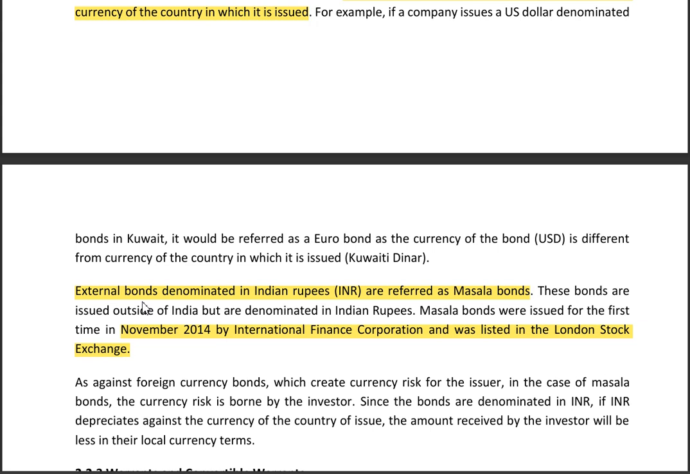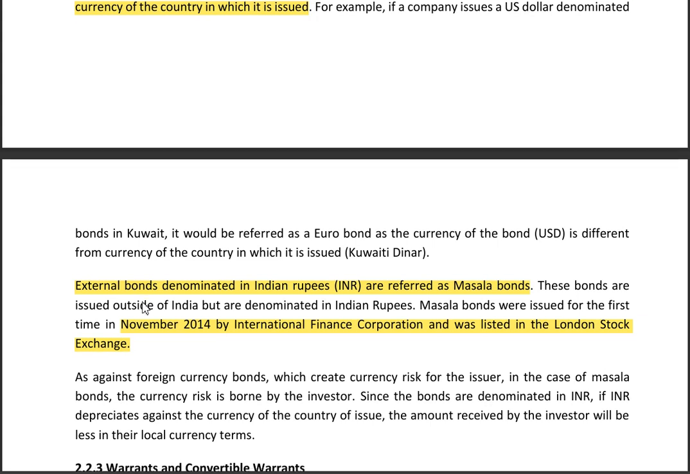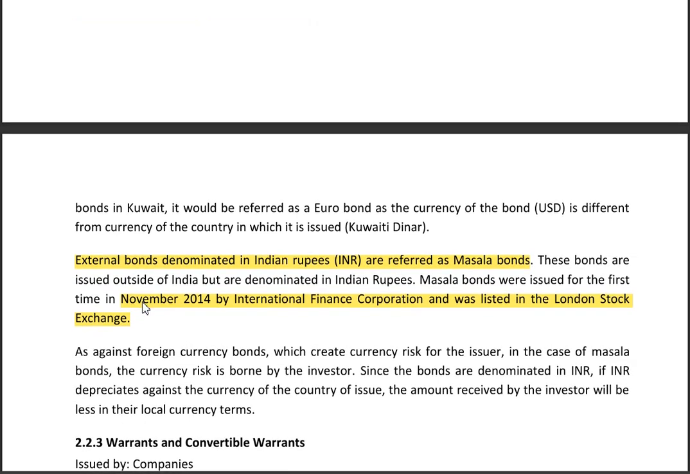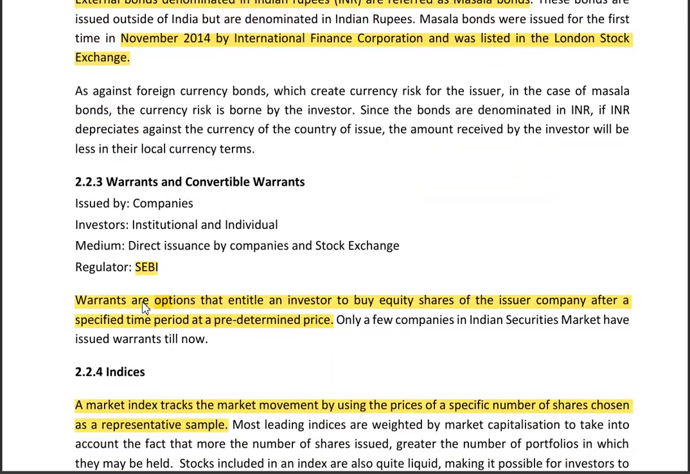Bonds in Kuwait, external bonds denominated in Indian rupee are referred to as masala. Yeah, I already told you.